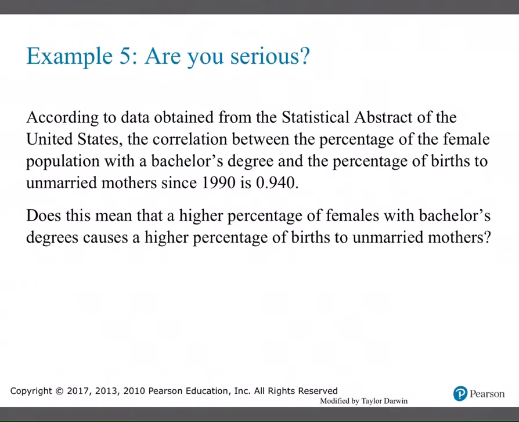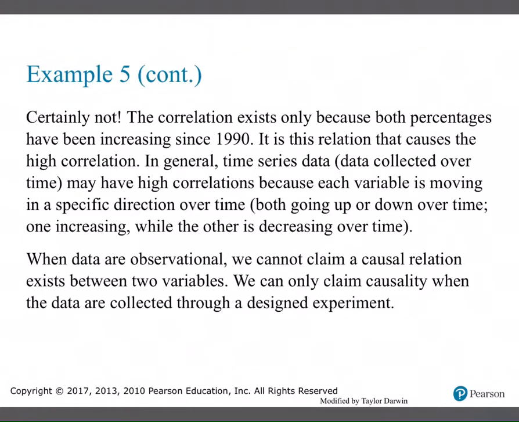According to data obtained from the Statistical Abstract of the United States, the correlation between the percentage of the female population with a bachelor's degree, and the percentage of births to unmarried mothers since 1990 is 0.94. Does this mean that a higher percentage of females with bachelor's degrees causes a higher percentage of births to unmarried mothers? That is something we will look at. Definitely not. The correlation exists only because both of the percentages have been increasing since the 90s. So you have to be careful about something like that happening.